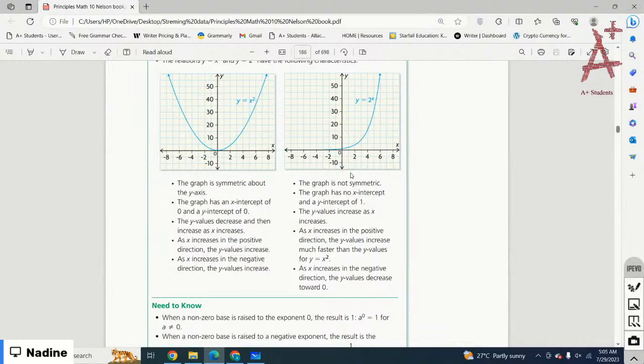As x increases in the negative direction, the y value decreases. That is for the quadratic relation. That means for the exponential graph, as x increases in the negative direction, the y value decreases towards 0. Got it?